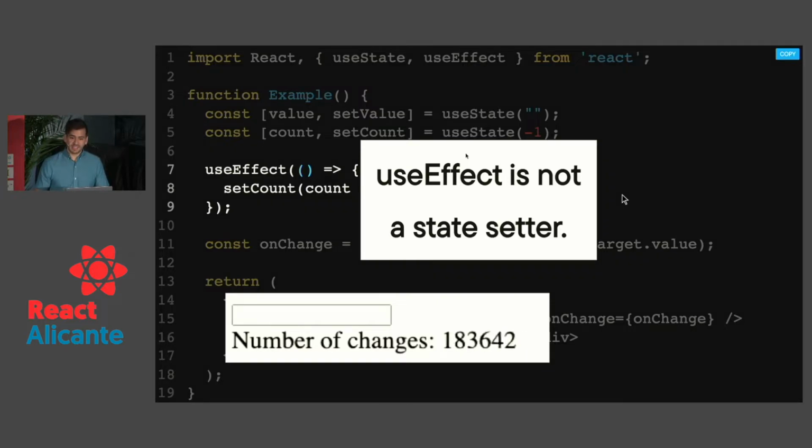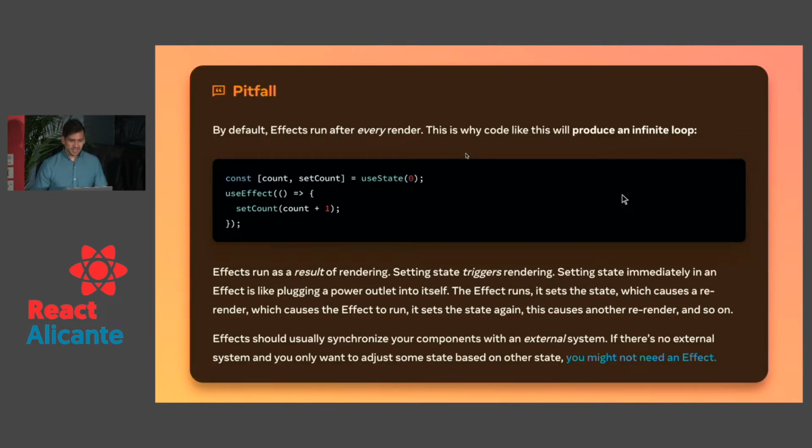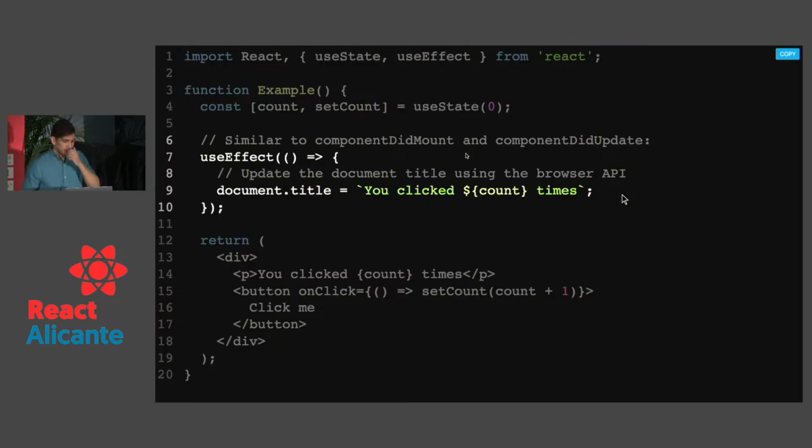Well, useEffect is not a state setter, and we're going to talk about that a little bit later. But yeah, you might look at this and say, hey, I know enough React that you should have used a dependency array at the very least. And also the new React beta docs explain how effects are going to run on every render. So when you set count, it's going to cause a re-render, and then it's going to cause that effect to run again, and then you get that infinite loop.